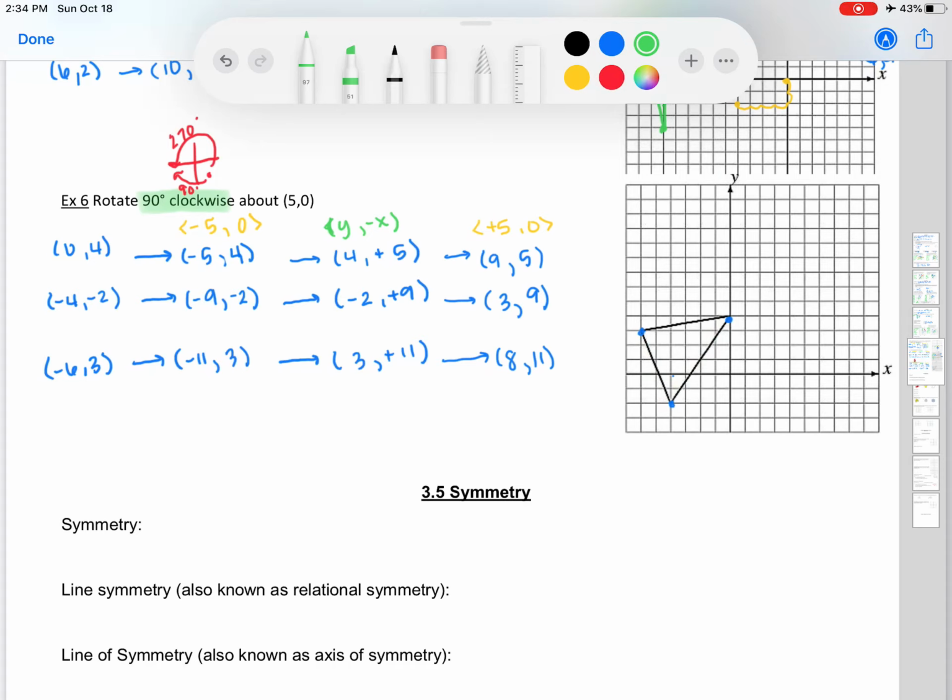My last step is to go ahead and graph these points. So I should have a point here at 9, 5. I should have a point at 8, 11. And a point at 3, 9. And here we have our pre-image. So pre-image is our blue, and our image, which is our green.